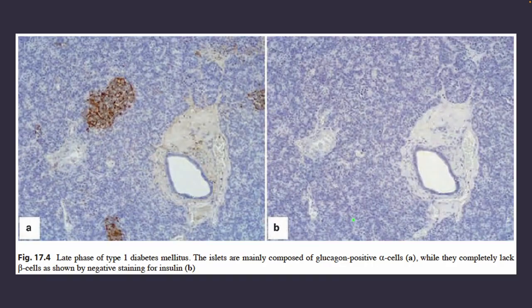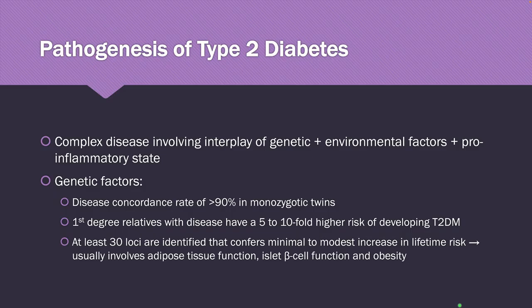So, this is an example of a late phase type 1 DM. This is your islet cells marked by glucagon. So, ito yung alpha cells mo. And pag nasa diabetes ka na, as you can see over here, wala na yung beta islet cells mo at this point in time. That's for type 1. So basically autoimmune.